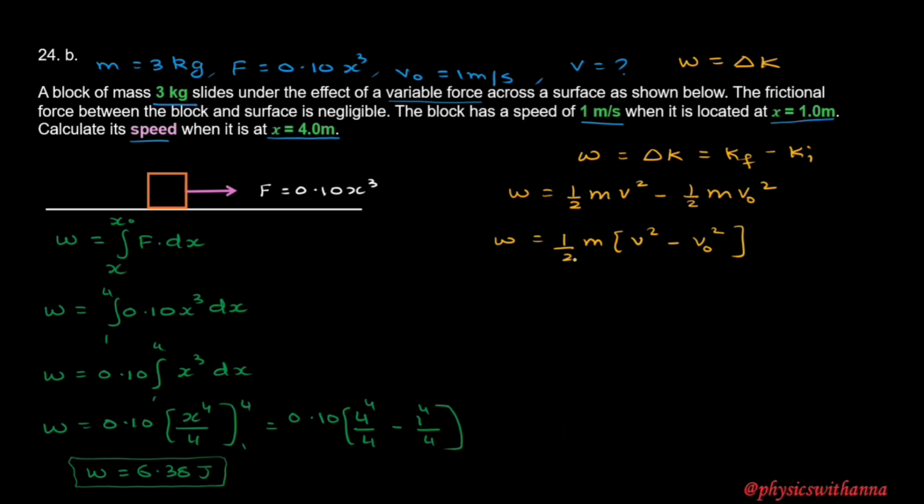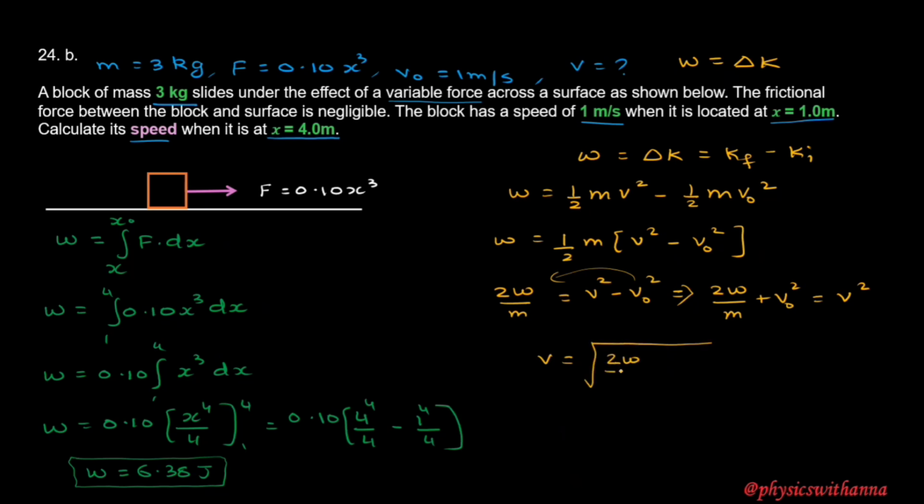Now move half m to the other side. We multiply with 2 and divide by m. So 2W over m is equal to v final squared minus v initial squared. Now move v initial to the other side. We get 2W over m plus v initial squared equals v final squared. Then we can find v final by taking square root on both sides. So v will be equal to square root of 2W over m plus v initial squared.